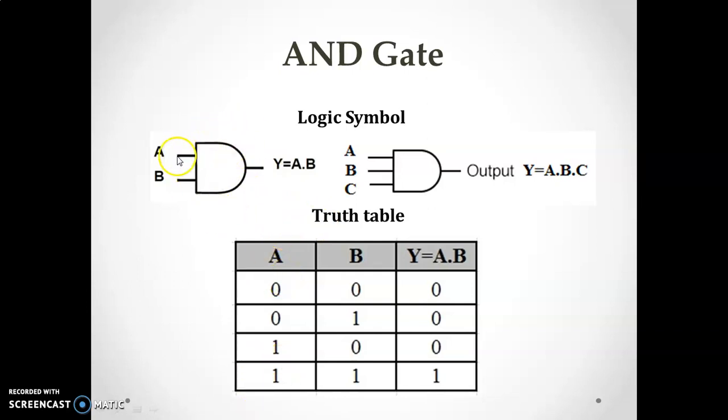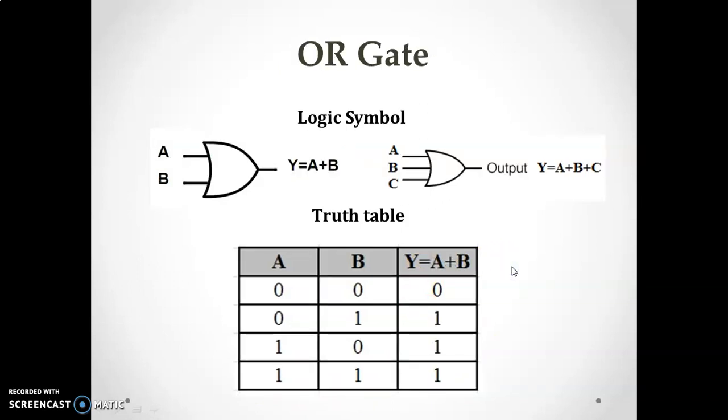Logical symbol for two input AND gate is shown here in figure. It has two inputs A and B, one output Y. Y is equal to A and B, A dot B. The dot means AND operation. So 3 input AND gate is shown here in figure. It has 3 inputs A, B, C. Output Y will be equal to A dot B dot C. So truth table for AND gate is shown here in figure. As you can see, output is high only when all the inputs are high. Else the output is 0.